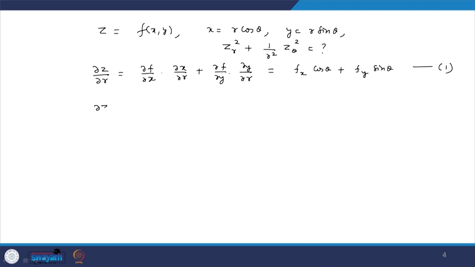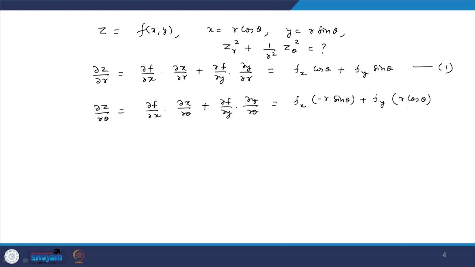Now, del z by del theta you have to compute. This will be again by chain rule, it will be del f by del x into del x by del theta plus del f by del y into del y by del theta. So, that is further equal to f x into what is del x by del theta from here? It is minus r sin theta plus f y, del y by del theta from here is r cos theta. Okay. So, this further implies 1 by r z theta is equal to f x times minus sin theta plus f y times cos theta.